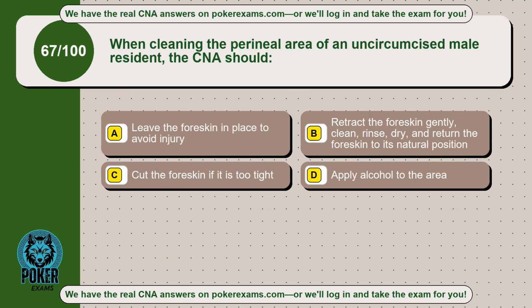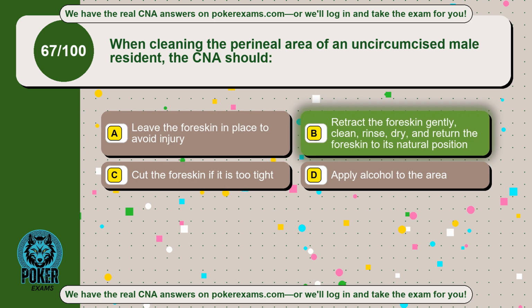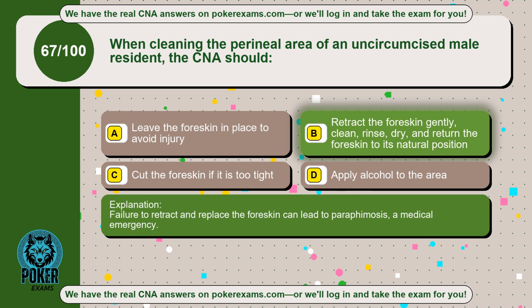Question 67. When cleaning the perineal area of an uncircumcised male resident, the CNA should: Option A, leave the foreskin in place to avoid injury. Option B, retract the foreskin gently, clean, rinse, dry, and return the foreskin to its natural position. Option C, cut the foreskin if it is too tight. Option D, apply alcohol to the area. The correct answer is option B. Retract the foreskin gently, clean, rinse, dry, and return the foreskin to its natural position. Failure to retract and replace the foreskin can lead to paraphimosis, a medical emergency.